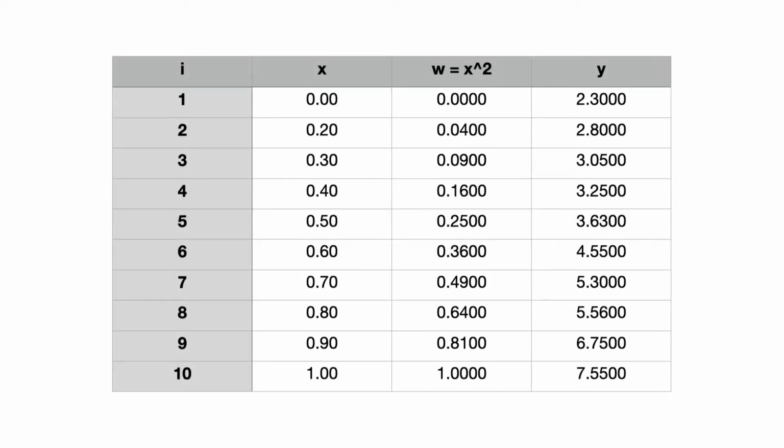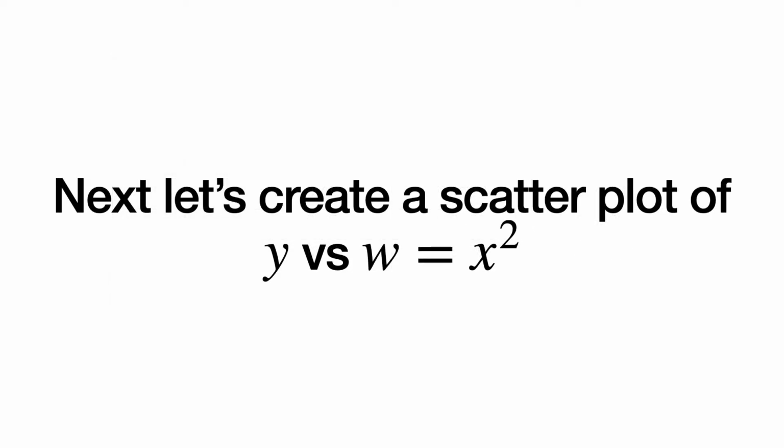And so I've added a column for the derived variable, and you can see here that that second column, w, which is equal to x squared, does in fact have the squared values of x. So for example, 0.2 squared is 0.04, 0.3 squared is 0.09, and so forth. Okay, next, let's create a scatter plot of y versus the derived variable w, which again is equal to x squared.